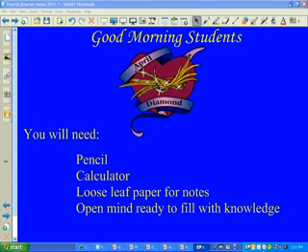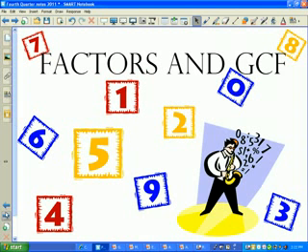We didn't have any homework the night before, so what we're going to need for today is a pencil, calculator, loose leaf paper for notes, and also an open mind ready to fill with knowledge. Very deep, but we definitely need some knowledge today. So we're going to get started.